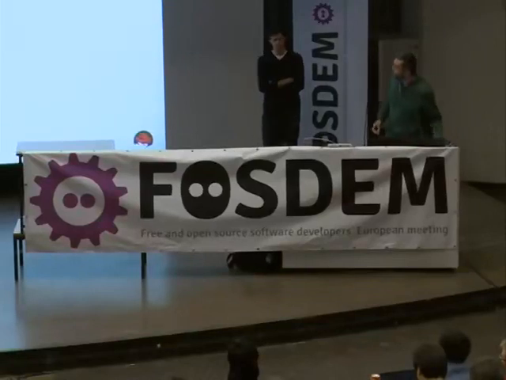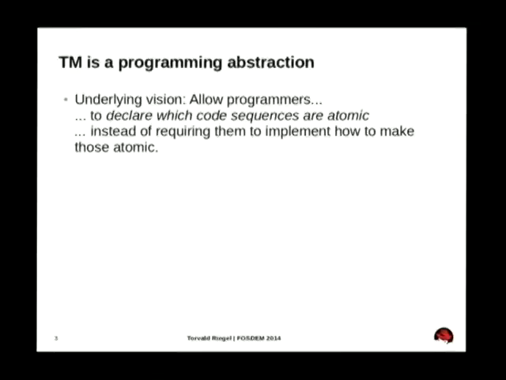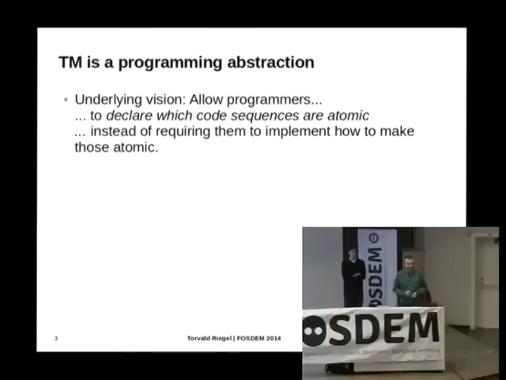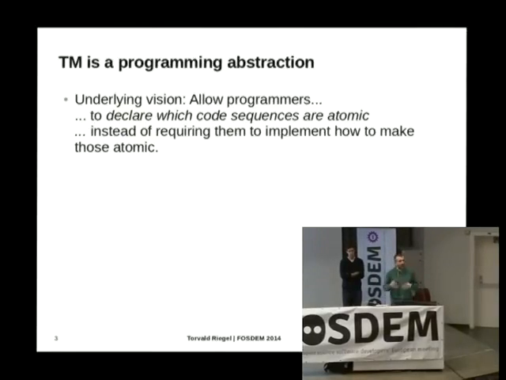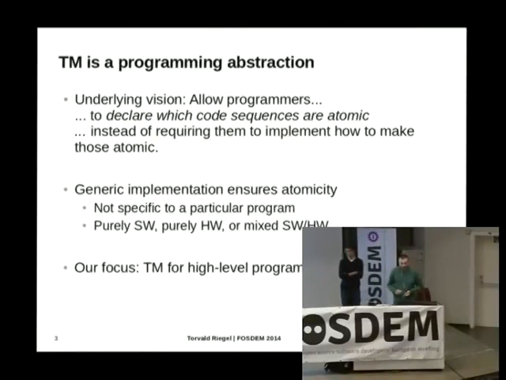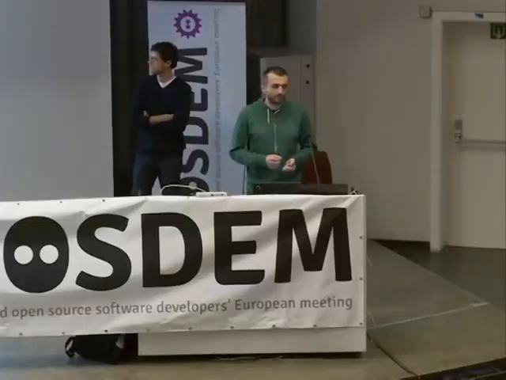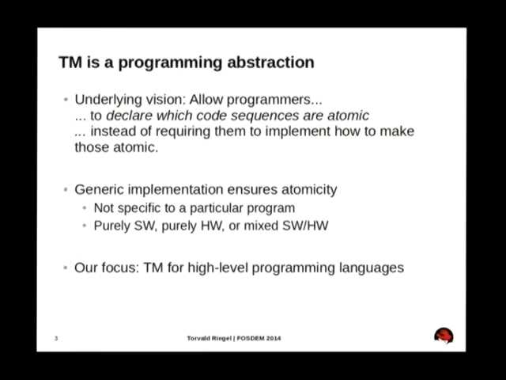And so, coming back to transactional memory, if you want to remember one thing about transactional memory, then please let it be this: transactional memory is a programming abstraction, and it allows programmers to declare which sequences of code should be atomic, instead of requiring them to actually implement how this is done. This is the underlying vision. This is what all the different kinds of TM give you. Instead of the programmer, we have a generic implementation that ensures atomicity. This is not specific to a particular program, but it's generic. And it can be purely software, it can be new hardware, it can be a mix of hardware and software. Our focus in this talk will be TM for high-level programming languages.